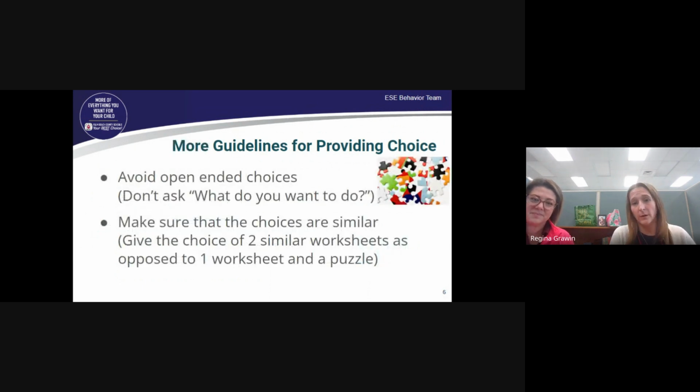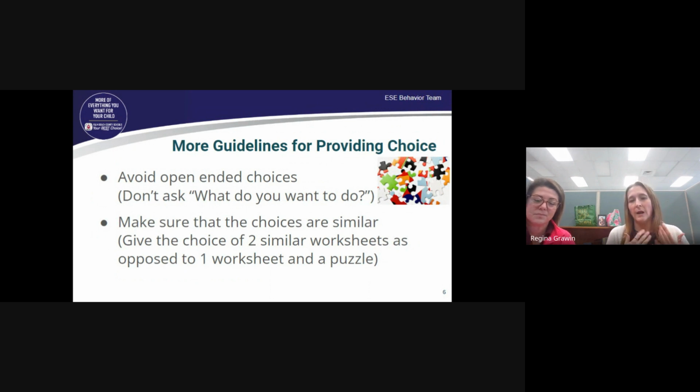Some more guidelines for providing choices. Avoid open ended choices. Like we said, narrow it down to 2 or 3. But what you don't want to do is just ask, what do you want to do? That's giving free reign, and that can lead to some problems later on. Make sure that the choices are similar. Give the choice of 2 similar worksheets, for example, instead of you can either do a worksheet or a puzzle.